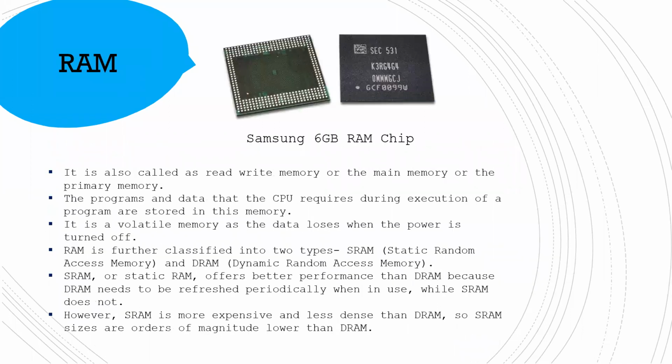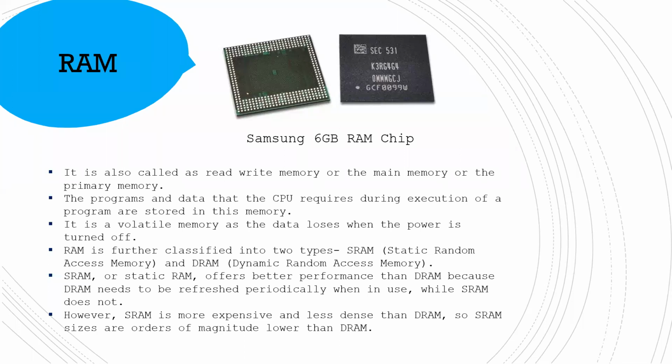Now this is a single 6GB RAM chip. This is used in your phone. Your phone has 4GB, 6GB, 12GB, 8GB RAM, right? Something like that. Those are actually single chip RAM. Remember, those are all single chip RAM. It is also called the read-write memory, or the main memory or primary memory.